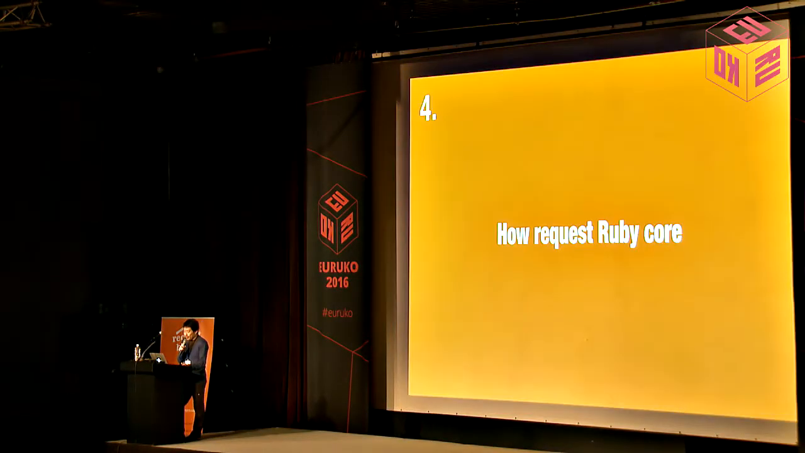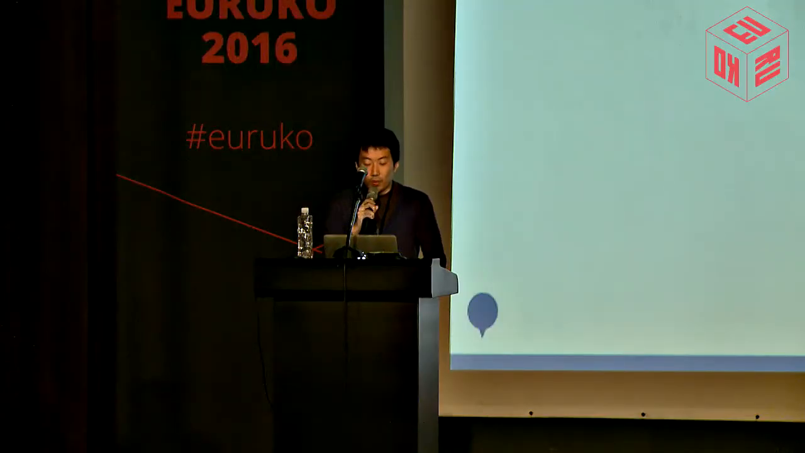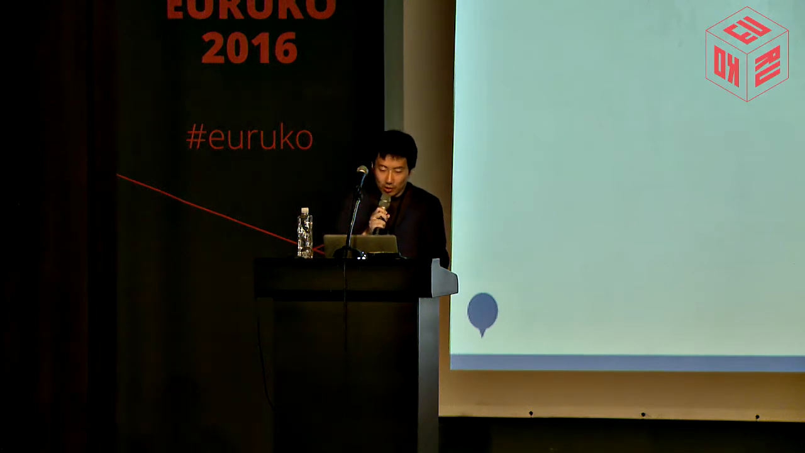So that's all. The next topic is Ruby core development. How to request features in Ruby core? We need to pass these requirements for our feature requests, including from our Ruby committers. So we focus on use cases rather than functions, and we focus on code rather than ideas. Code is very important. We need Matz's approval. It is the most important and challenging and difficult thing.